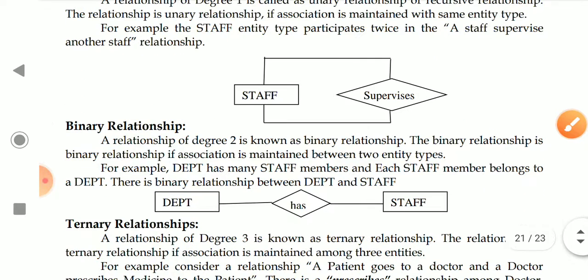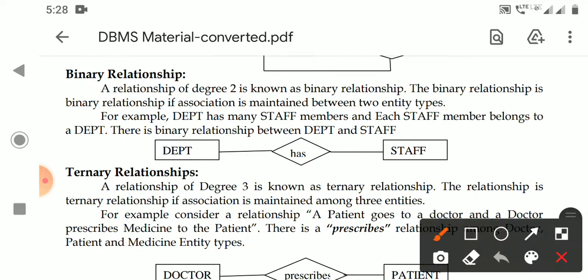Next, binary relationship. Automatically you can say that a relationship of degree 2 is called a binary relationship. A relationship is a binary relationship if association is maintained between two entity types.